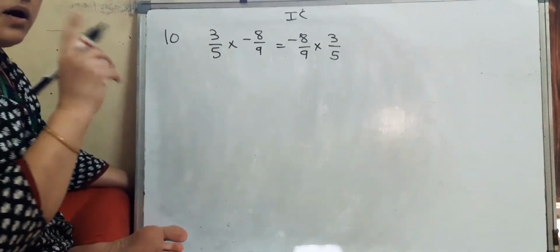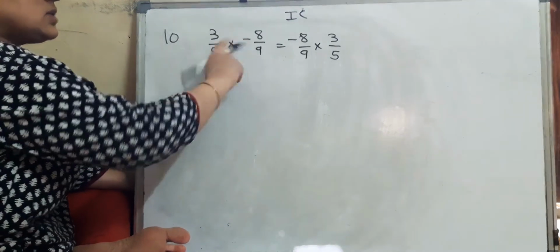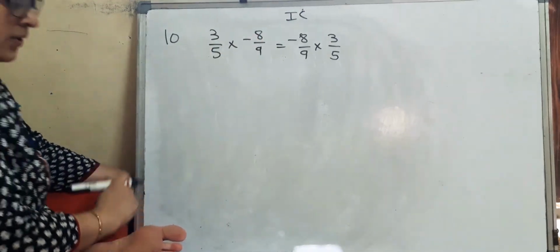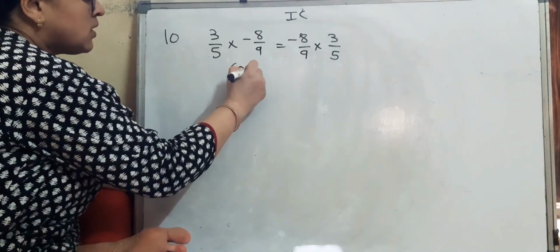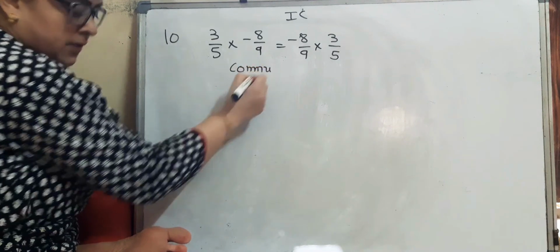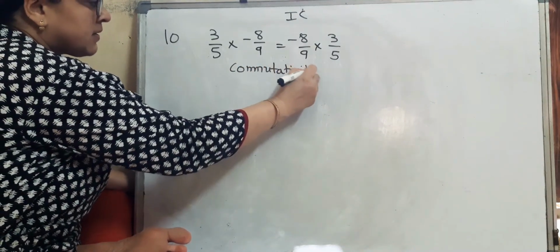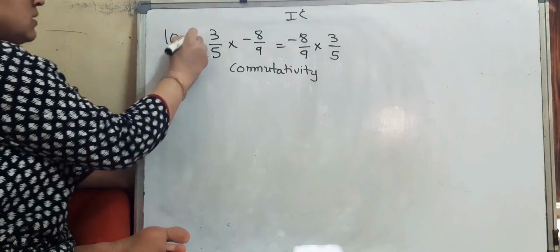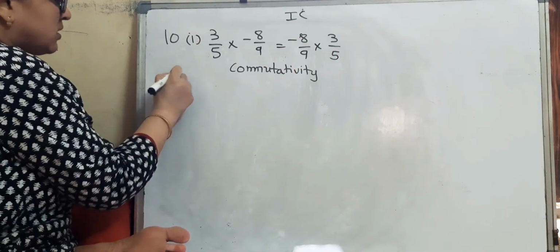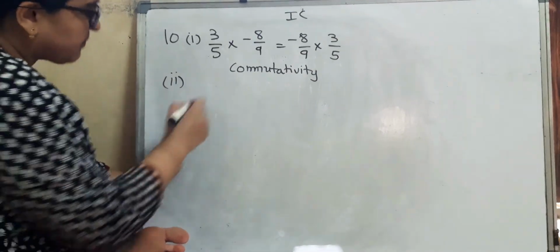As I told earlier, when there is reversal of numbers, then it is a commutative property. So the answer is commutativity. Commutativity, the first one.